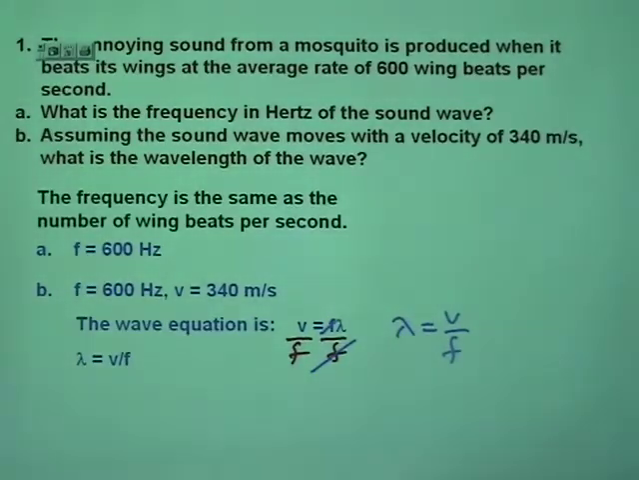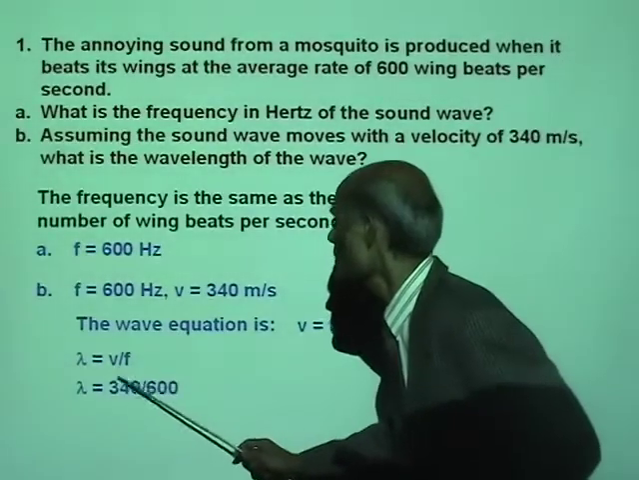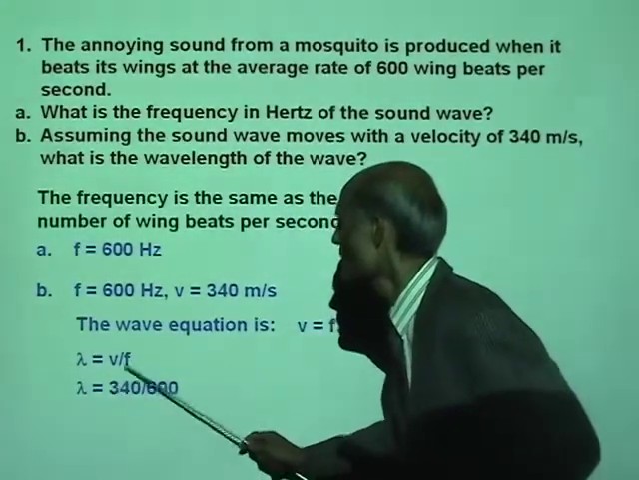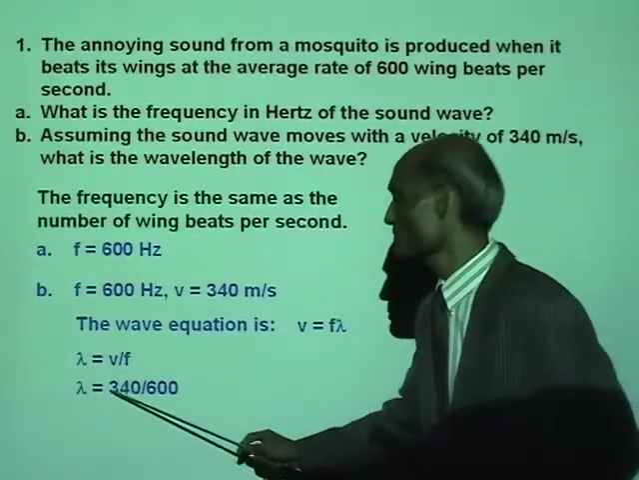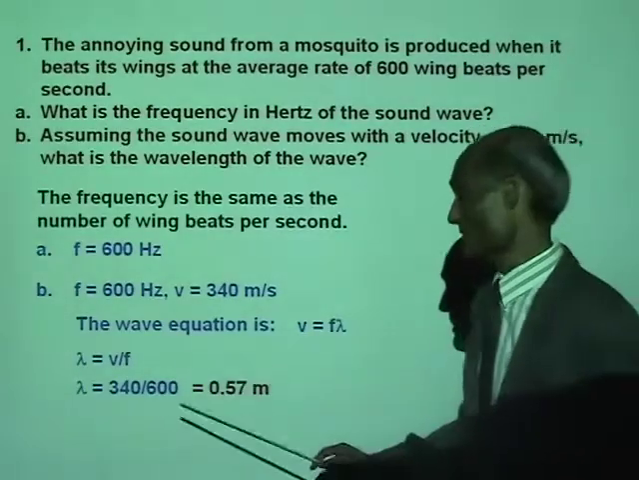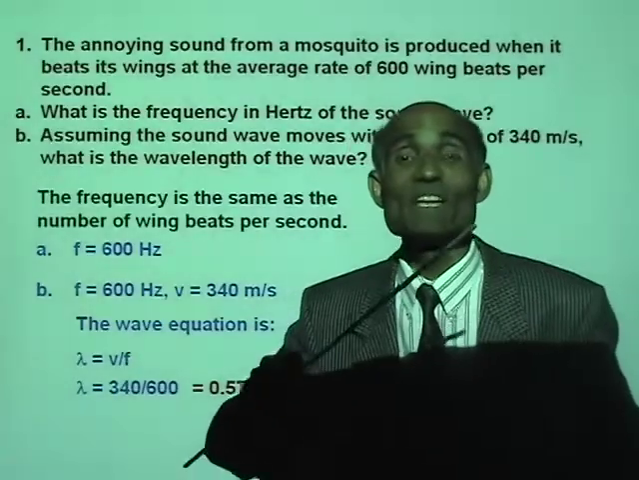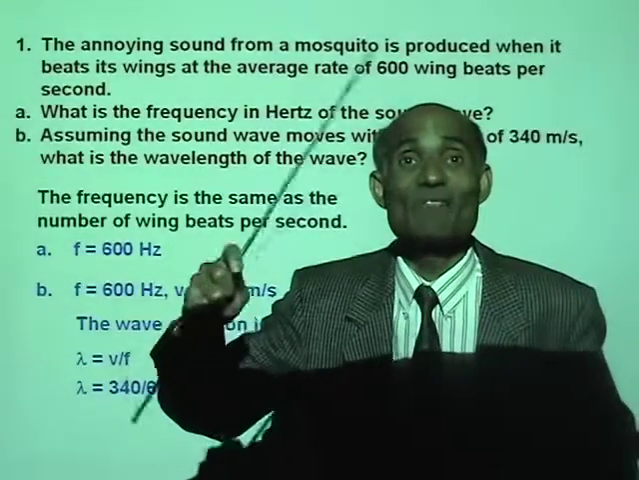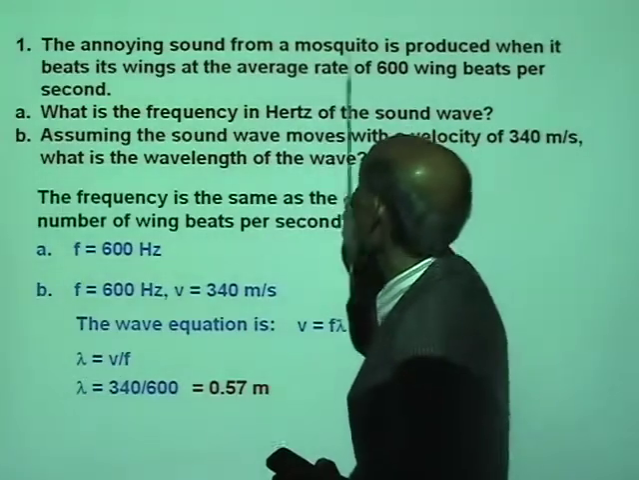So we can now find lambda. We know V equal to 340, F equal to 600. Therefore, lambda equal to 340 divided by 600. That is 0.57 meter is the wavelength of the wave created by the wing beatings of the mosquito.